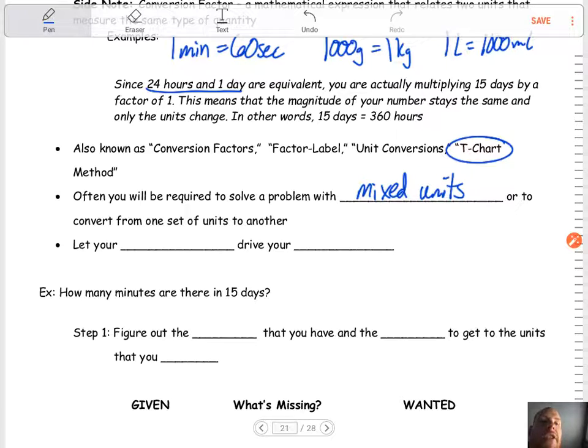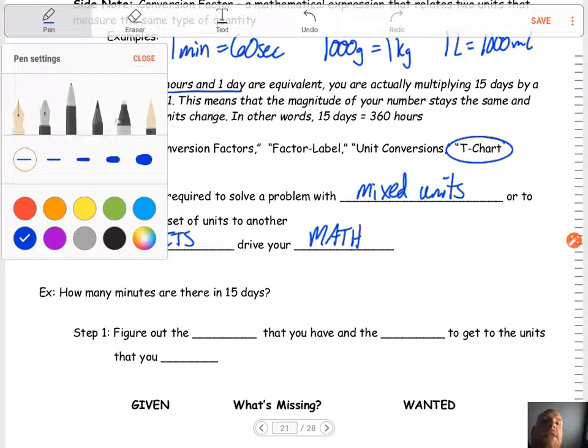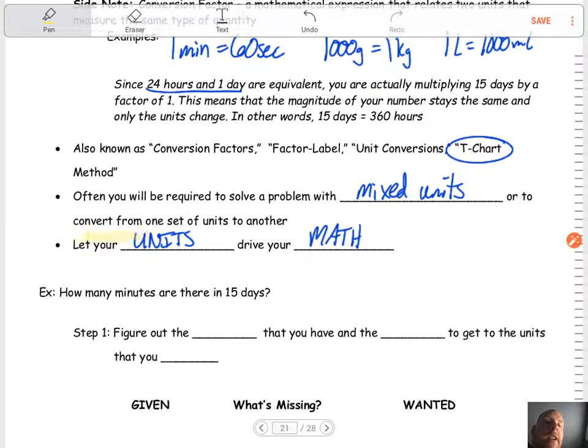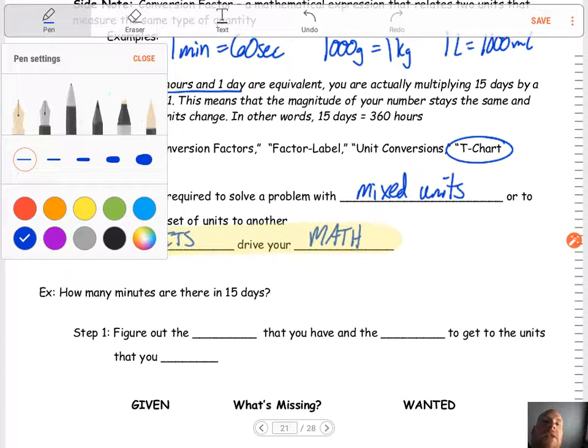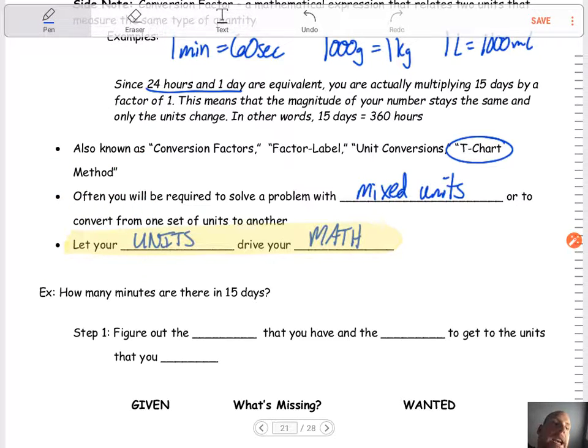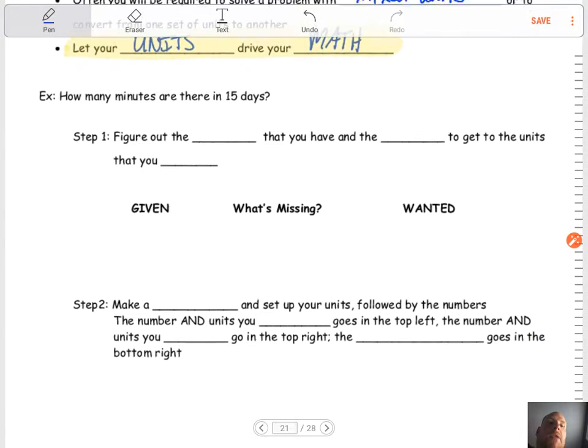So the big thing, you're going to hear me harp on this all year long: let your units drive your math. You might be like, I have no idea what that means. If you hear me keep saying it throughout the year and you have no idea what it means, don't just sit there and ignore it. Ask me, say, hey, can you explain what this means again? And I'm going to show you that here. So let's take a look.